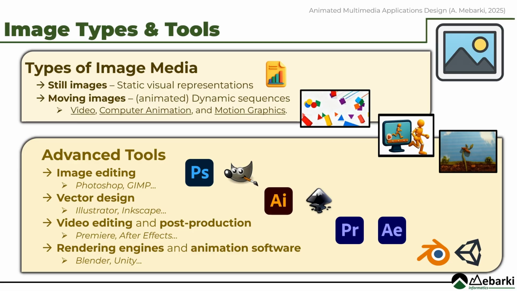Advanced tools for working with image media include a wide range of software solutions. For image editing, applications such as Photoshop and GIMP are widely used. Vector design can be achieved with tools like Illustrator and Inkscape. Video editing and post-production rely on professional software such as Premiere and After Effects. Finally, rendering engines and animation software, including Blender and Unity, provide powerful platforms for creating 3D models, animations, and immersive visual content.